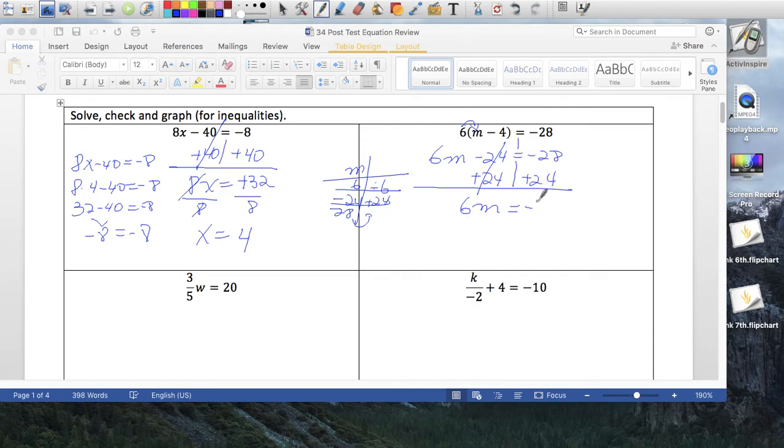So this is going to be a fraction, okay? So you can skip this one. Negative 4 divided by 6, and m equals negative 4 over 6. We're going to leave it like this, okay?